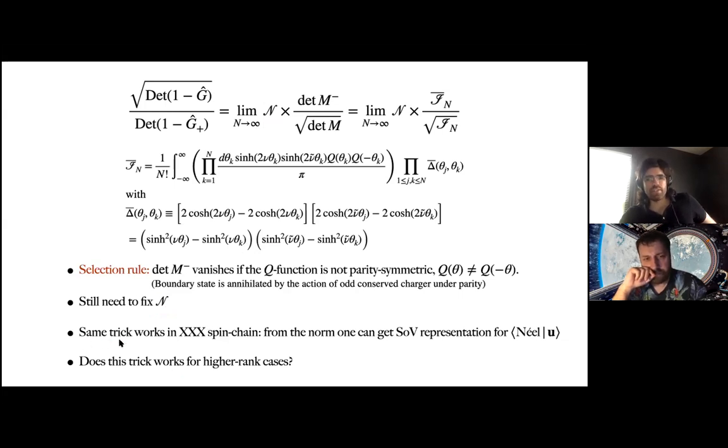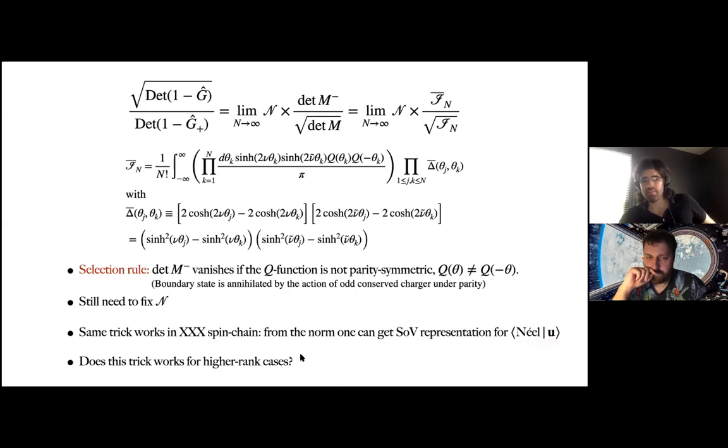We found that this trick is actually good for finding integral or SUV representations for boundary overlaps in spin chains, for example, from the norm. And again, if you start with a norm with SUV and split it in this way, you can also get an SUV representation for this overlap.